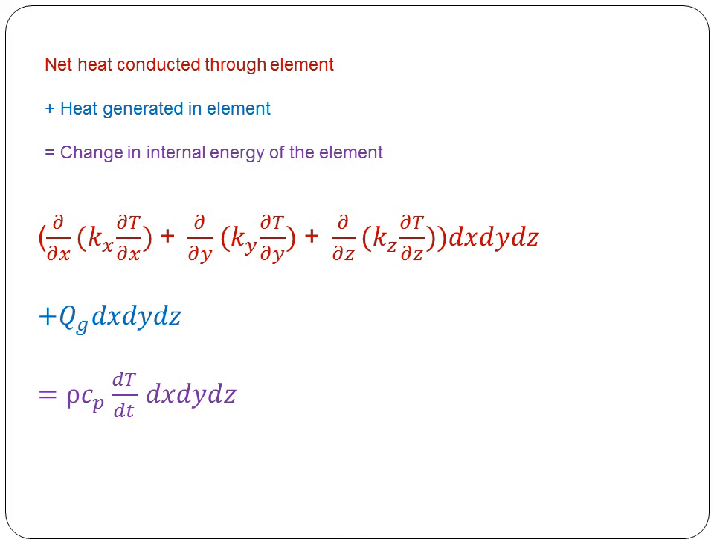This is equal to change in internal energy, and change in internal energy is mCp dT by dt. So, m is rho into volume. So, rho into dx dy dz into Cp del T by del t, right, change in temperature with respect to time. So, this is the unsteady state term which we need to consider and which is responsible for change in internal energy. So, mCp into del T by del t, that gives you the change in internal energy, and I have split m as rho into volume, and volume is dx dy dz. So, dx dy dz, that will get cancelled.